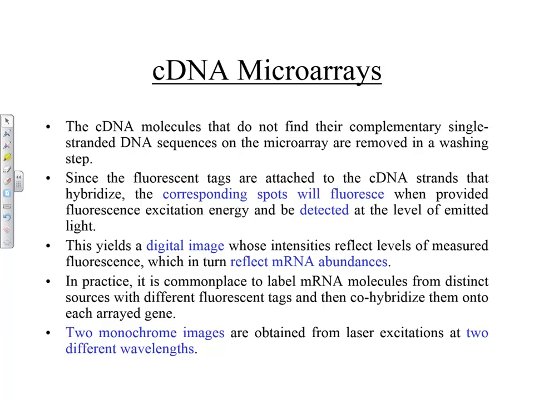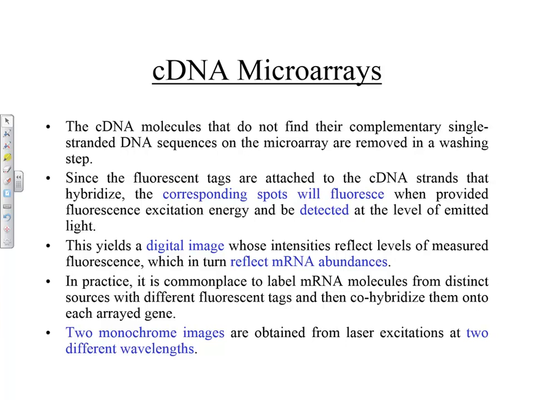Since the fluorescent tags are attached to the cDNA strands that hybridize, the corresponding spots will fluoresce when provided fluorescence excitation energy and will be detected at the level of emitted light. And this yields a digital image whose intensities reflect levels of measured fluorescence, which in turn reflect mRNA abundances. How much of that mRNA was there in the original sample.